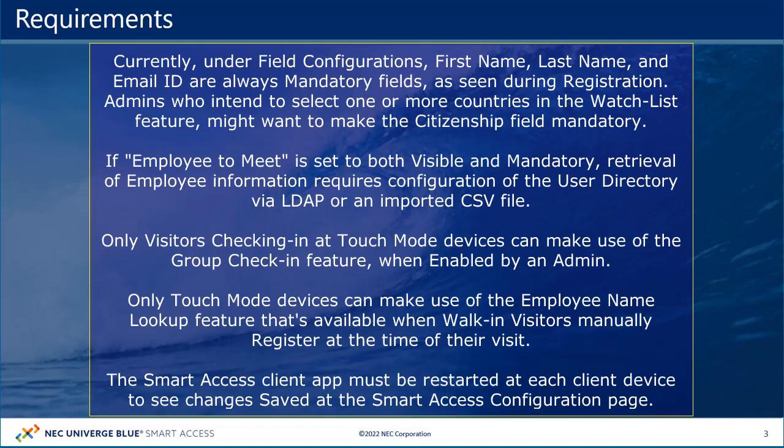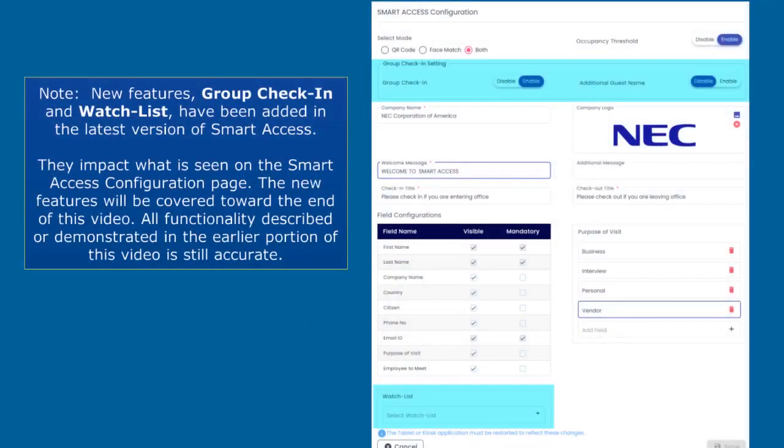The Smart Access client app must be restarted at each client device to see changes saved at the Smart Access configuration page. New features, group check-in and watch list, have been added in the latest version of Smart Access. They impact what is seen on the Smart Access configuration page. The new features will be covered toward the end of this video. All functionality described or demonstrated in the earlier portion of this video is still accurate.